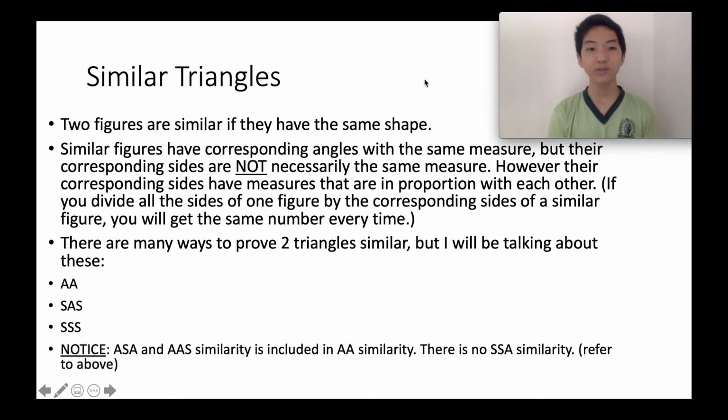Now, I will be going over similar triangles. In case you're wondering what similarity means, two triangles are similar if they have the same shape. What that means is that similar figures have corresponding angles that are congruent, but their corresponding sides are not necessarily the same measure. However, their corresponding sides do have measures that are in proportion with each other. What that means is that if you divide all the sides of one figure by the corresponding sides of a similar figure, you will get the same number for each division you do.